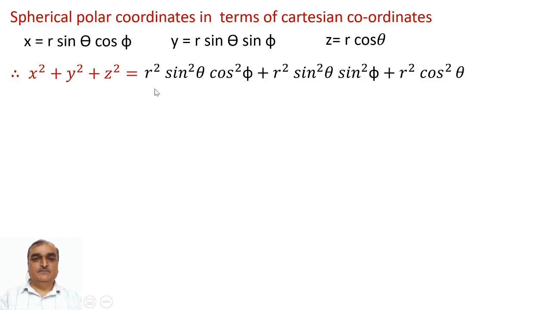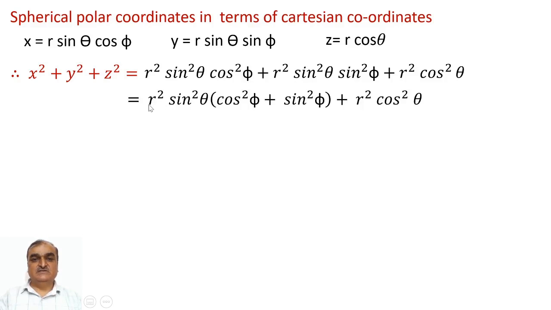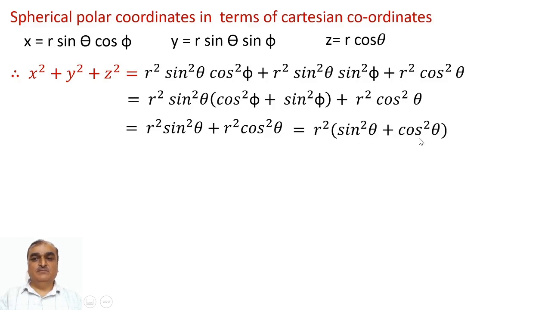From the first two terms, if we take R square sin square theta common, then in the bracket we have cos square phi plus sin square phi, which is equal to 1. Therefore, the equation simplifies to R square sin square theta plus R square cos square theta. Again, taking R square common, in the bracket sin square theta plus cos square theta is 1. Therefore, X square plus Y square plus Z square is equal to R square. This way we get the first equation, R is equal to square root of X square plus Y square plus Z square. This is the first coordinate R in terms of Cartesian coordinates X, Y, Z.